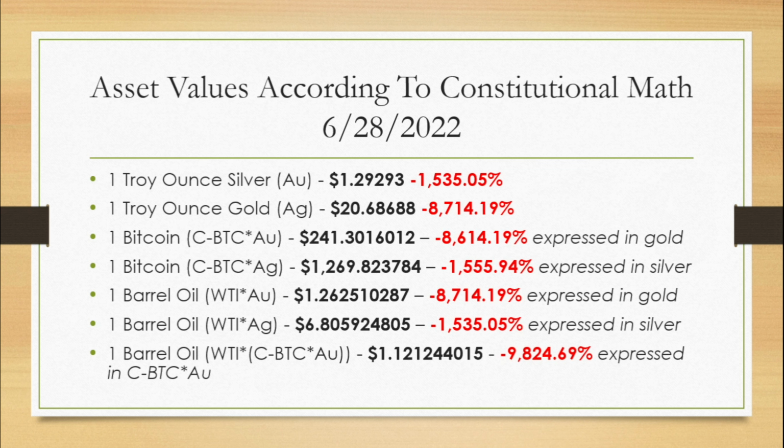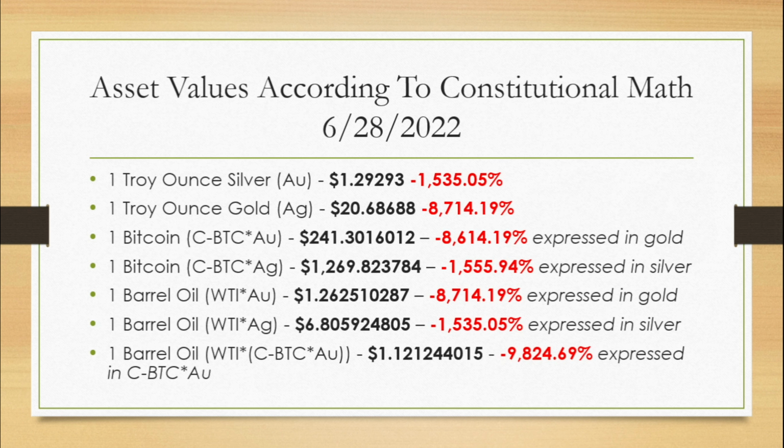And both of these ones at the bottom here, this is constitutional Bitcoin versus constitutional oil. You actually get a cost per barrel of oil of $1.12, which is the lowest yet, and that's a 9,800% decrease.